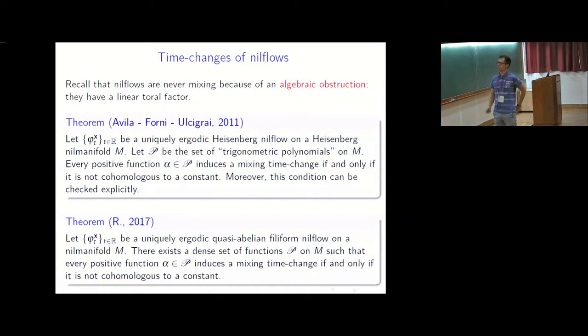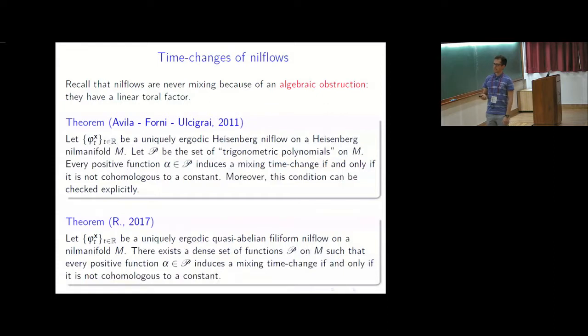Avila, Forni, and Ulcigrai proved that in the Heisenberg case, for a generic set of functions, which you should think of as trigonometric polynomials, and if I have time I'll say something more, otherwise not, any positive function induces a mixing time change if and only if it's not homologous to a constant. So again, as soon as you perform a non-trivial perturbation, you destroy this toral factor, which was your obstruction to mixing, and you actually see a mixing flow. And in the Heisenberg case, this condition can be checked explicitly.